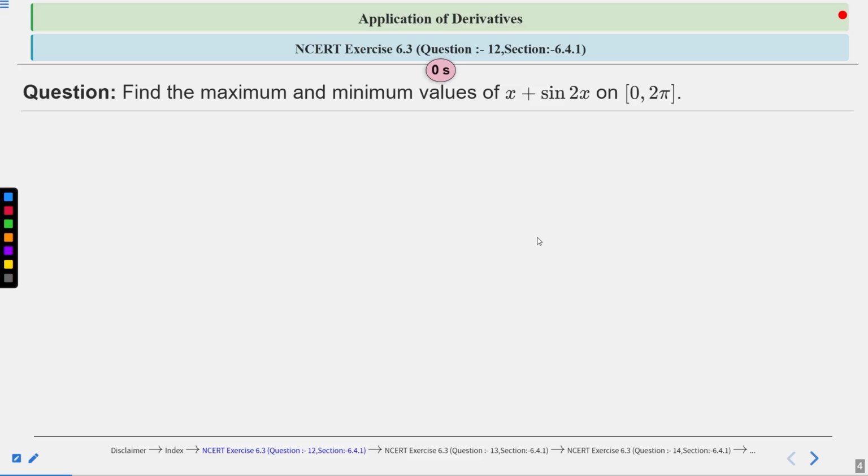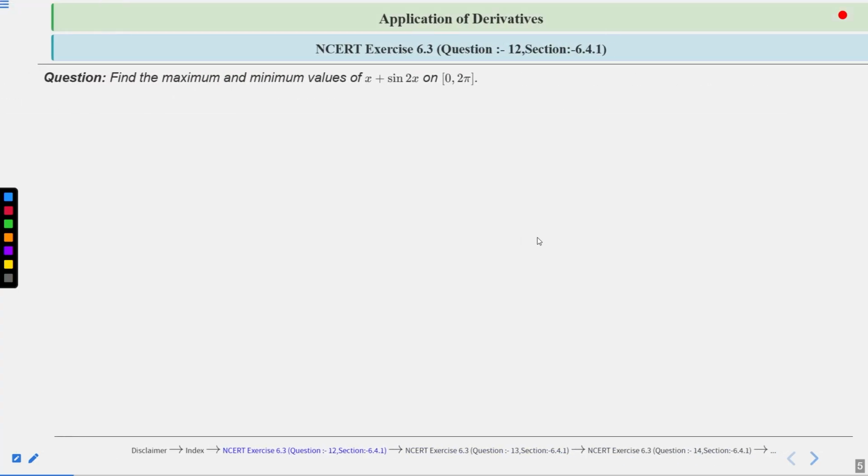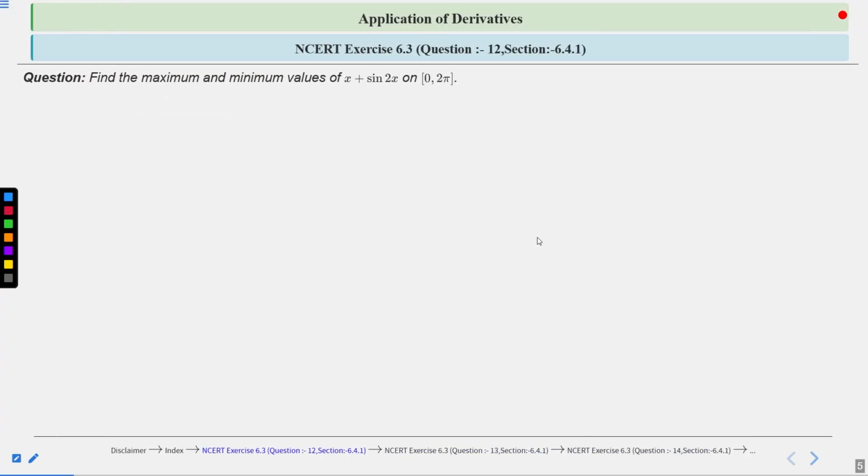Okay, so let us discuss the solution part now. Hope you have all attempted the question. Let us move to the solution part. Question is, find the maximum and minimum values of x plus sine 2x on 0 to 2 pi, right? Let us see how we can solve this.